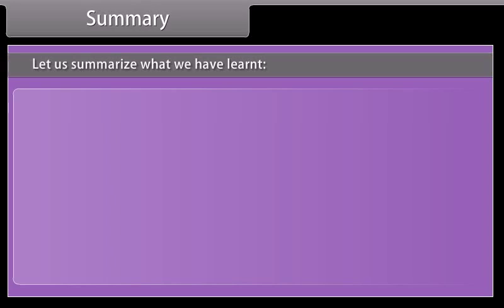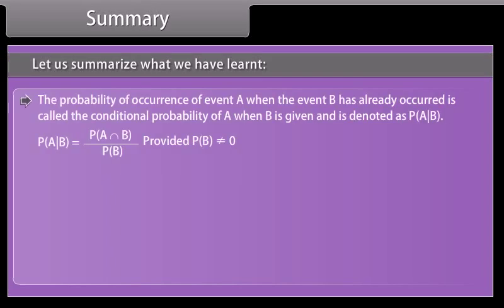Summary. Let us summarize what we have learned. The probability of occurrence of event A when the event B has already occurred is called the conditional probability of A when B is given, and is denoted as P(A given B). P(S given B) equals P(B given B), which is equal to 1.